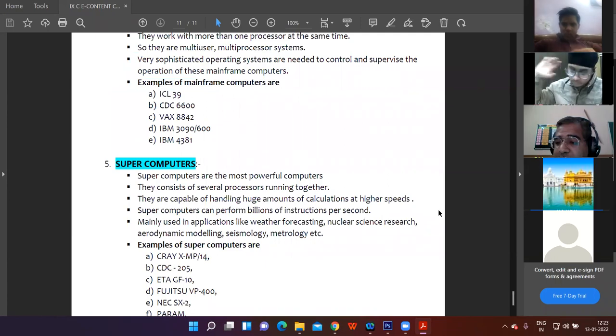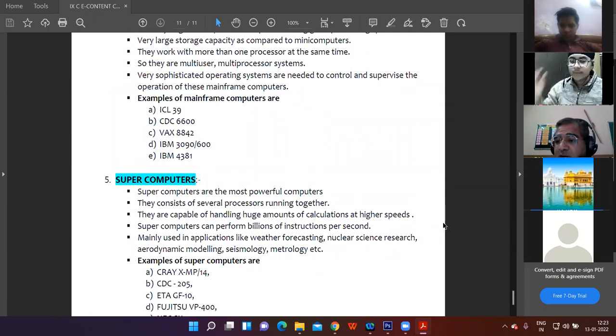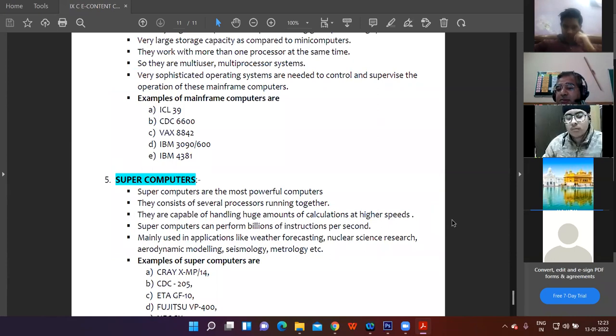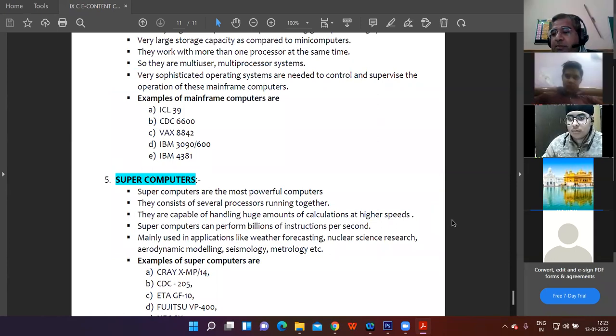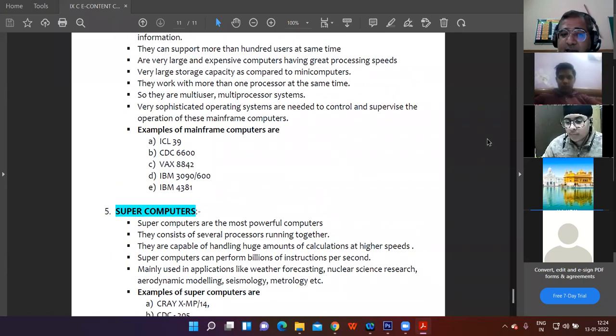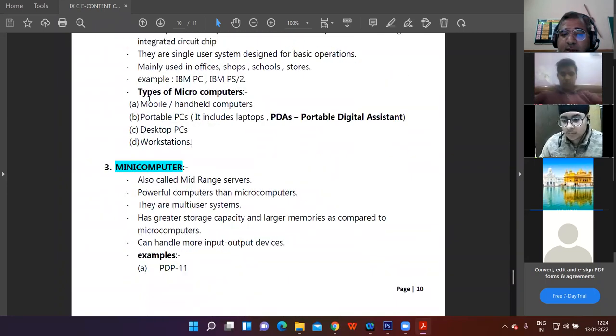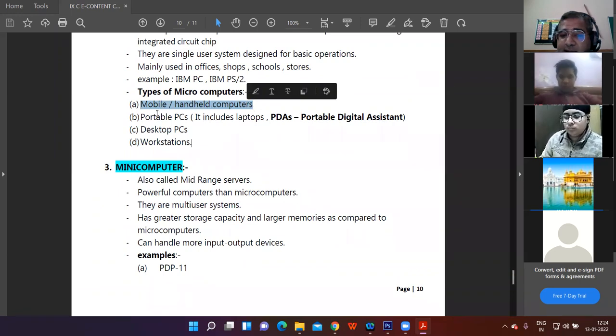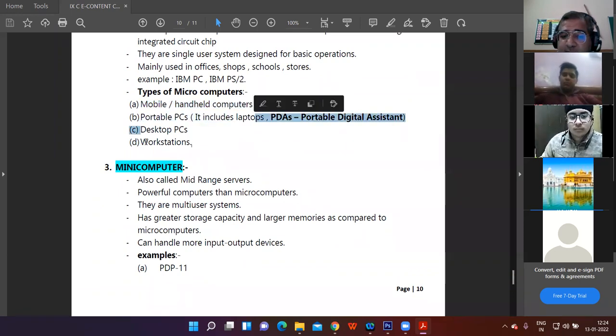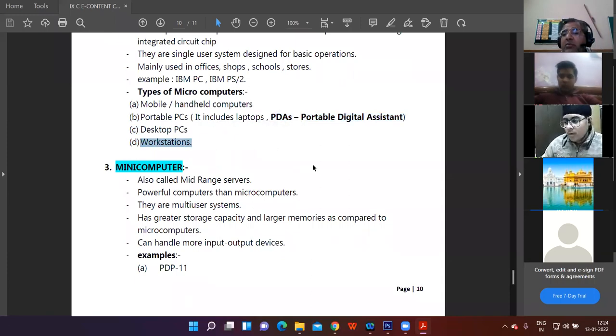Tell me four types of microcomputers. Four types of microcomputers. Who will tell? Four types of microcomputers. Anyone? Handheld, PDAs, desktop, workstation. Okay, just now I discussed with you these four types of microcomputers: mobile and handheld computers, portable PCs, desktops and workstations. These are the four types of microcomputers.